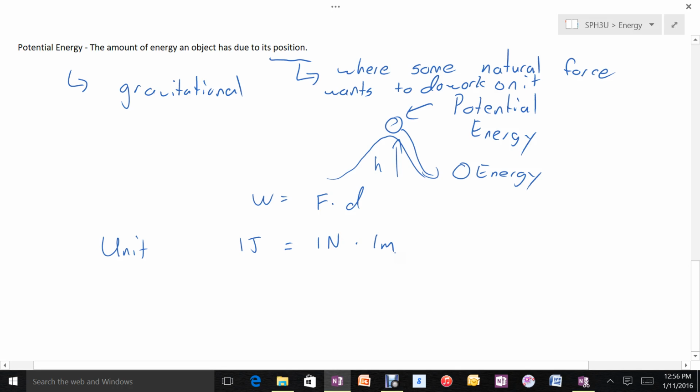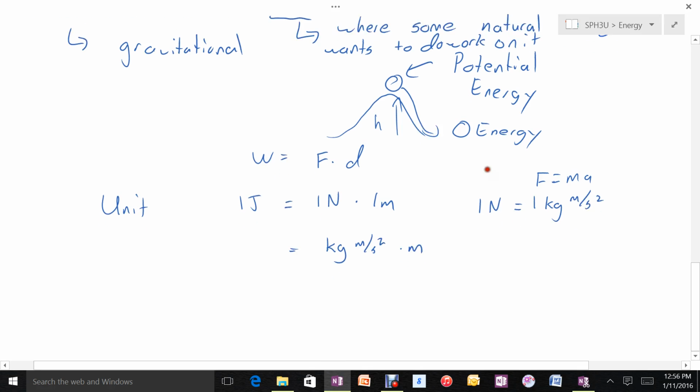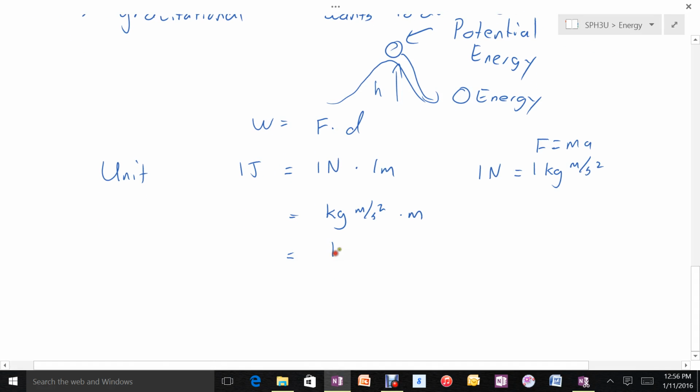If we want to think about this a little bit further, we could recognize that 1 Newton came from force equals mass times acceleration, which was 1 kilogram meter per second squared. So if we wanted the true definition of a joule, it would be kilograms meter per second squared times meters, or kilogram meter squared per second squared. A joule looks easier to me when we're writing these types of questions.